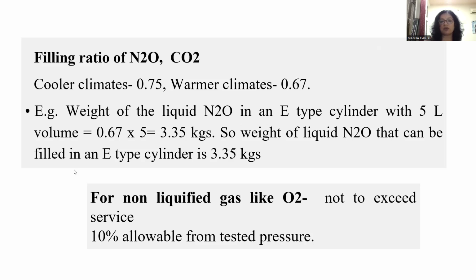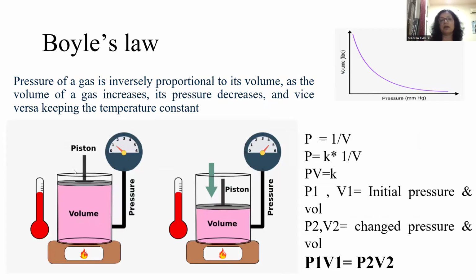For non-liquefied gases like oxygen, we are not supposed to exceed the service pressure, but 10% above it is allowable from the tested pressure. Coming to Boyle's law. Boyle's law is very important and useful for us to determine the volume of any gas at any given pressure in a cylinder. Basically, it is a relationship between pressure and volume. Pressure and volume are inversely proportional to each other. As pressure decreases, volume increases, and when pressure is increased, volume decreases. But the temperature always has to be kept constant.